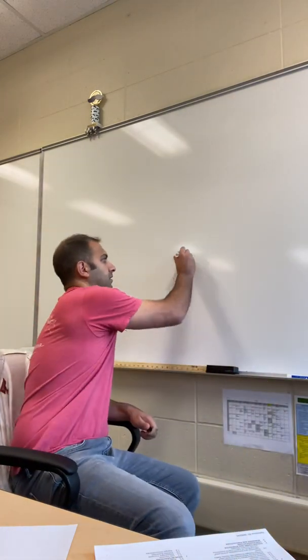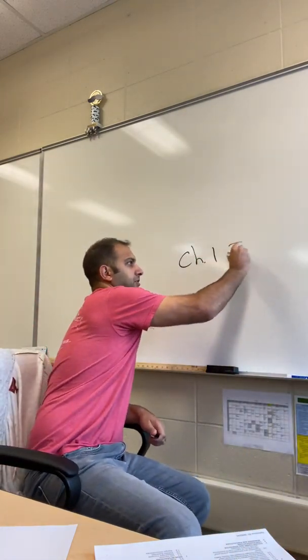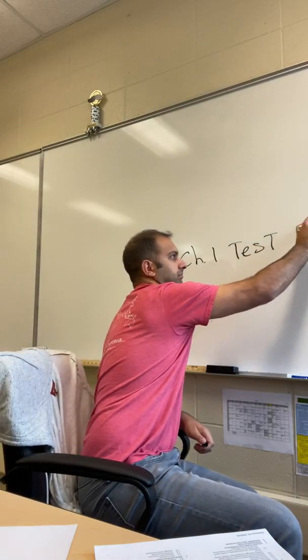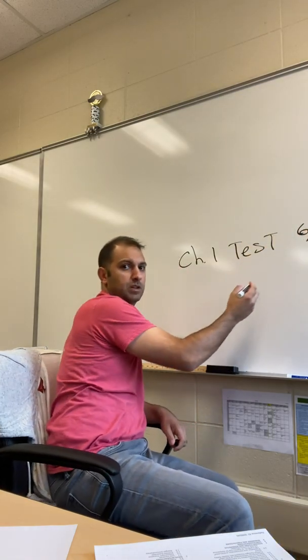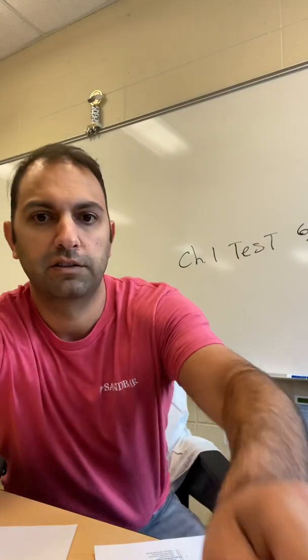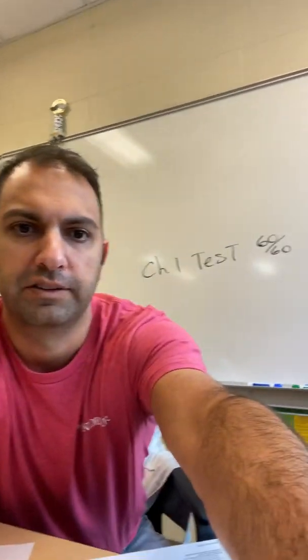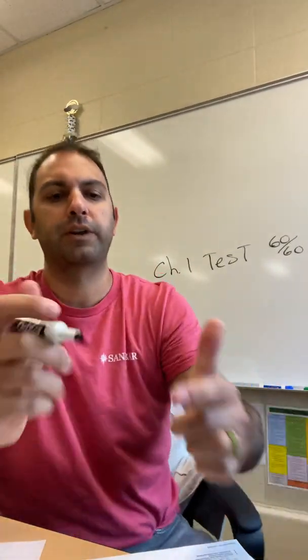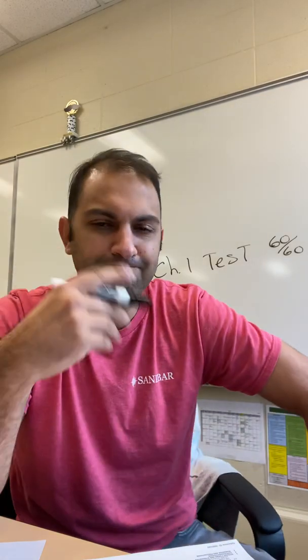Like for example, if I have, here. Let's say I do a chapter 1 test. Let's say it's 60 out of 60. Let me angle that just a little better. Actually, I don't even know if you can see that. No, you can't. It's coming in blurry.